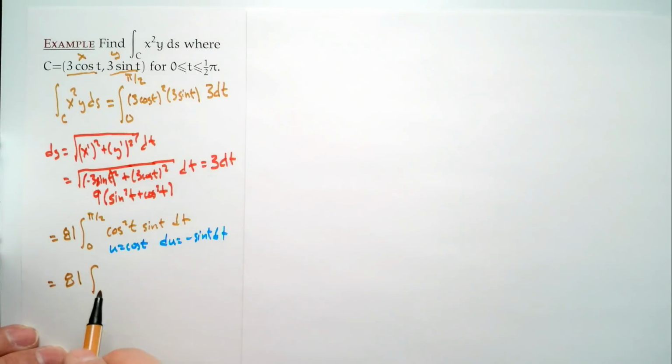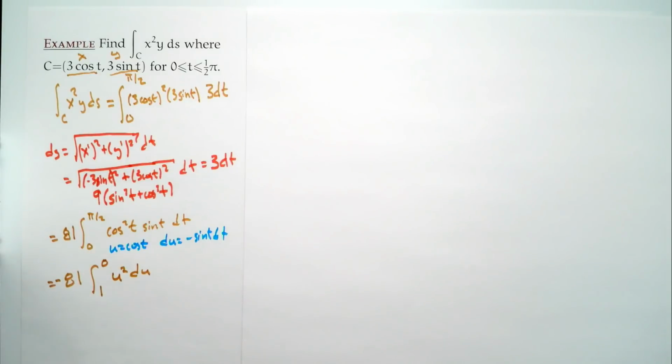Then it'll be integral. Let's update our bounds. Cosine of 0, 1. Cosine pi halves, 0. That's a little strange, but that's okay. Cosine squared t becomes u squared. And the sine t dt becomes negative du. So the negative I can put out in front.